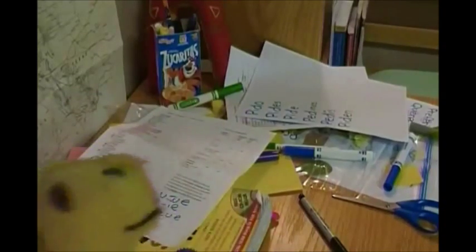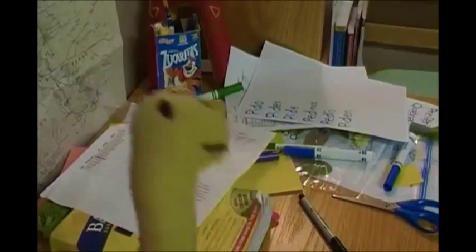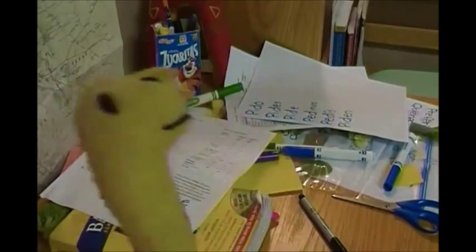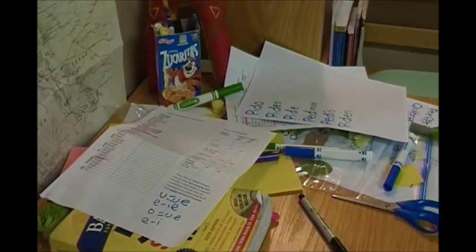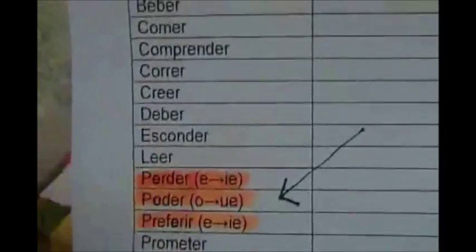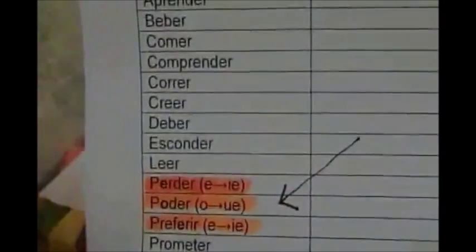I have a question. How do we know which verbs stem change and which verbs don't stem change? Well, that is a good question. But it is made very easy because right on your list of verbs, it is identified in parentheses which verbs stem change.